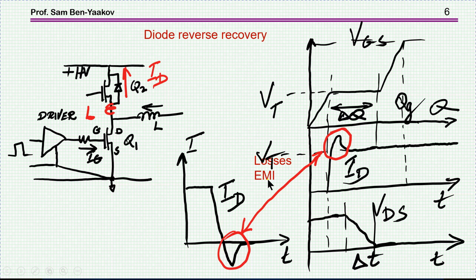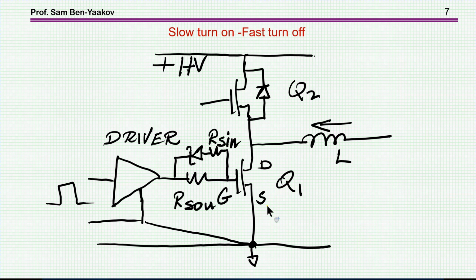which are causing losses in EMI, electromagnetic interference. So this is another issue we have to consider, and this is why normally we'll find that a good design will have actually two resistors, one for turn on and one for turn off. The turn on will be a larger resistor, smaller current, slower turn on, and here we have a smaller resistor with a higher current. The diode is actually providing the separation of the two paths of the current.